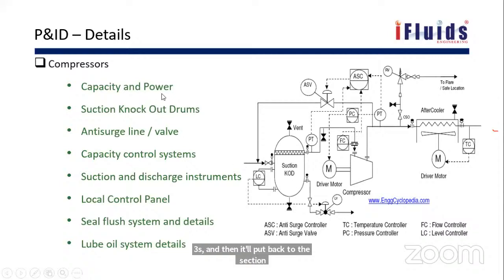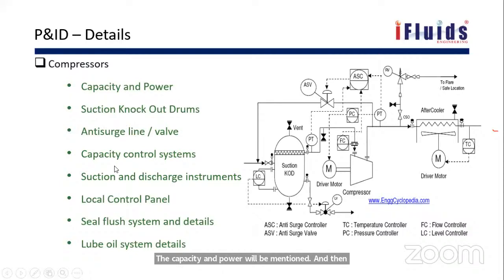The capacity and power will be mentioned, and then the knockout drum, anti-surge valve, the control systems, suction and discharge instruments, and local control panels will be there. And then seal flushing and lube oil system. A compressor is a rotary machine. For whatever rotary machine is there, we should have a lubrication system, and a seal system is required.